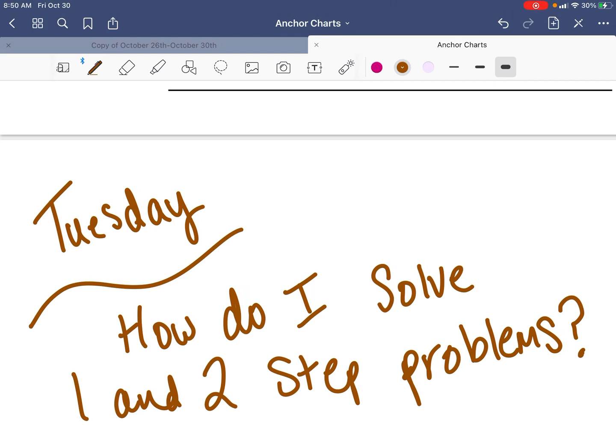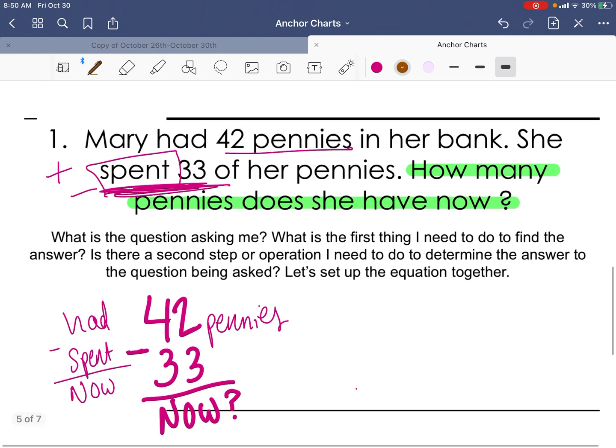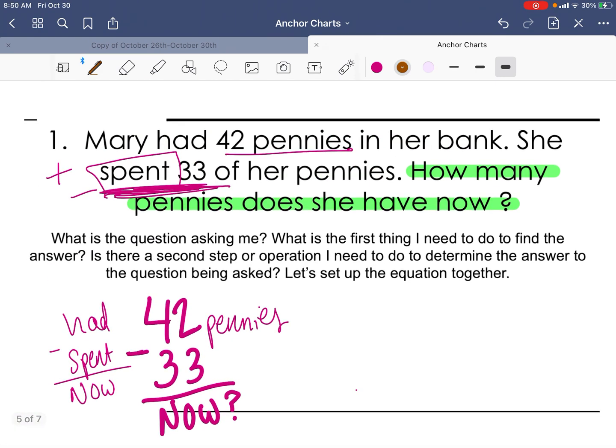Okay, today we are solving 1 and 2 step word problems. That is all we are doing today. We are literally taking the exact word problems that we looked at yesterday, and we are solving those. So, my friends, let's go back to number 1. We've already done all this. We've already set up our problem. That's what we did yesterday. So, let's reread it to remember what we're doing.